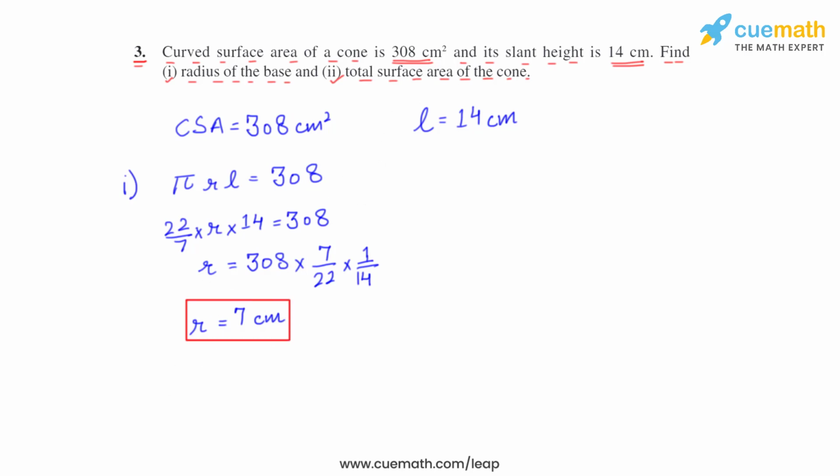Now let's get to the second part. In the second part, it is asking to find the total surface area. We know that the total surface area of a cone is pi r (L + r). So the value of pi is 22/7. The radius we have found in the first part, that is 7. Then the slant height is 14 and the radius is 7.